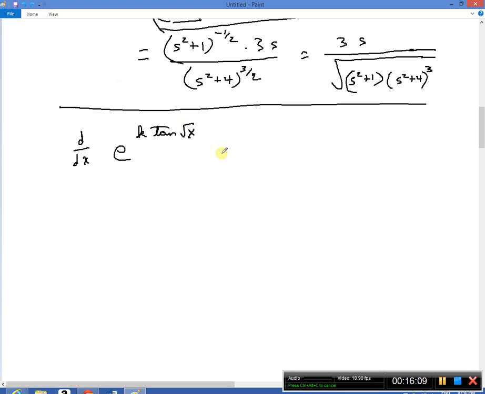Okay, so I want the derivative of this mess. So how do I do that? The outer function is the exp function, the exponential function. What is the derivative of e to any power? And the answer is e to that power. So the derivative of e to anything is always e to that anything. So I've got e to the k tangent of square root of x.